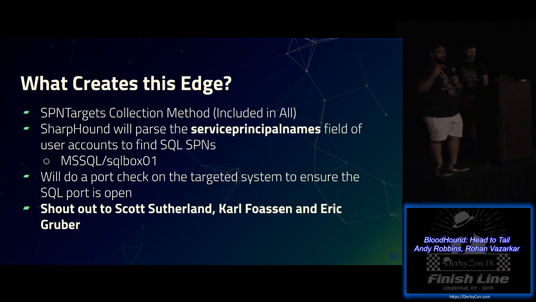All right, so what creates this edge? When you run the SPN targets collection method, which is, again, very new, it's included in All by default. So if you're running All collection, you're going to get this anyway. But if you just want to do this, you can run SPN targets. SharpHound, when it encounters user objects with a service principal name, will look at those service principals and see what they are. And if it finds something that looks like MSSQL/something, it'll save that off and say, this is something we need to take a look at.